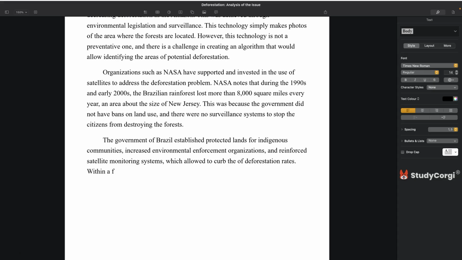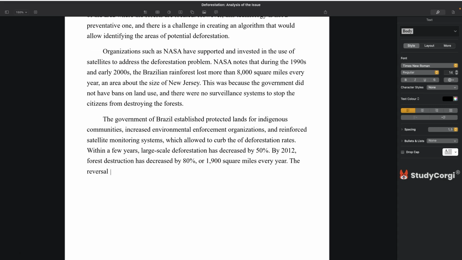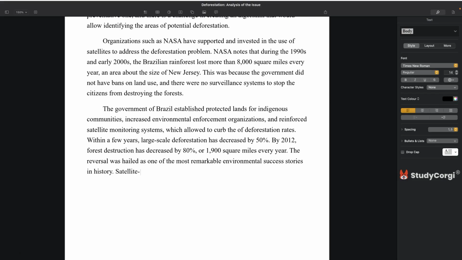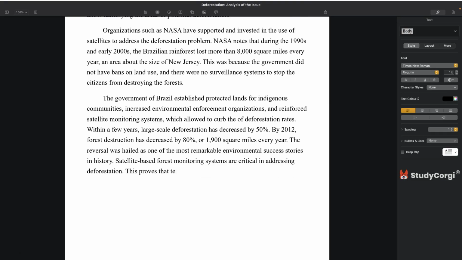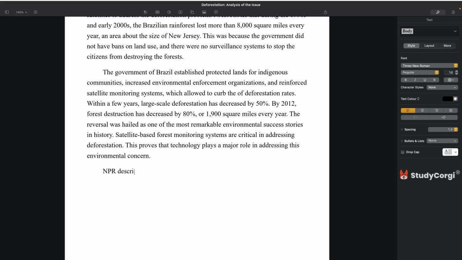Within a few years, large-scale deforestation has decreased by 50%. By 2012, forest destruction has decreased by 80%, or 1,900 square miles every year. The reversal was hailed as one of the most remarkable environmental success stories in history. Satellite-based forest monitoring systems are critical in addressing deforestation. This proves that technology plays a major role in addressing this environmental concern.